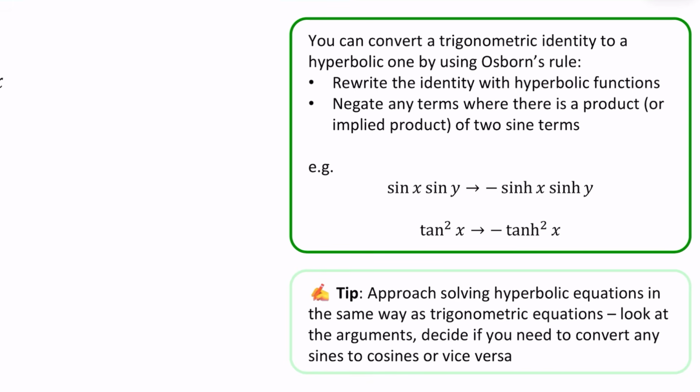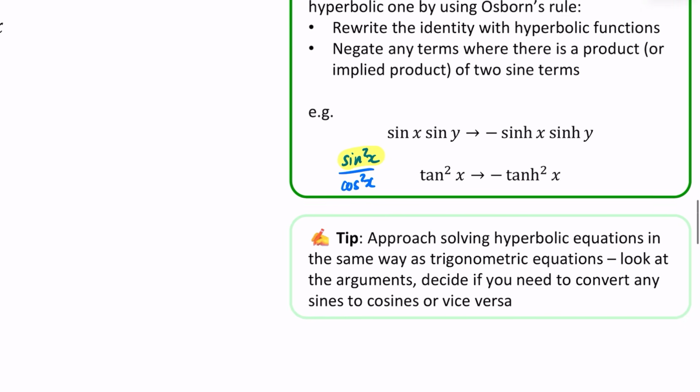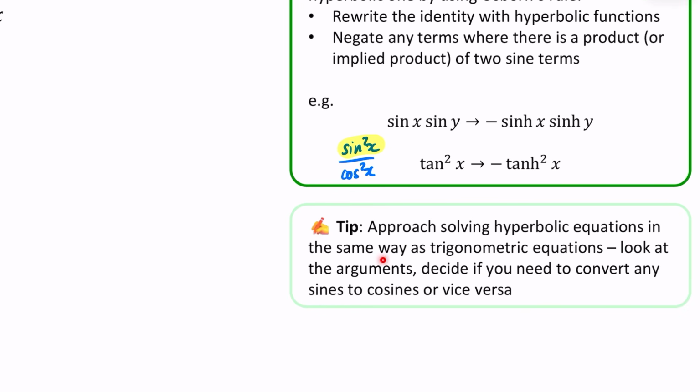The one that's maybe a little bit harder to spot is that this is an implied product of two sine terms, because tan squared is sine squared x over cos squared x. So secretly, there is a sine squared in the numerator, which means when we write it in its hyperbolic form, we also need to negate it, as well as writing it as tanh squared x here. So the tip for these equations is to approach solving them in the same way as a trigonometric equation. Look at the arguments, decide if you need to convert any sines to cosines or vice versa, and go from there.